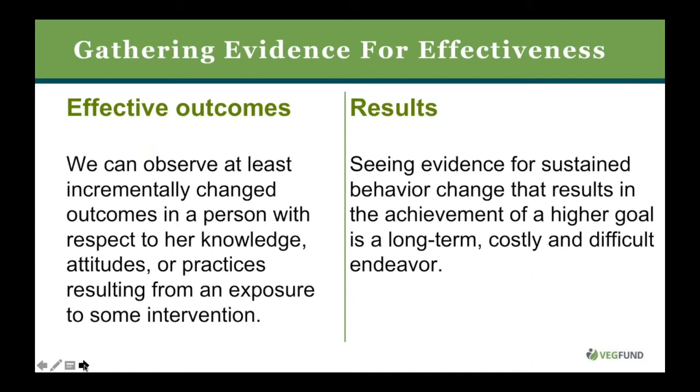When we think about effective outcomes, I think we can observe at least some incrementally changed outcomes in a person with respect to her or his knowledge, attitudes, and practices, resulting from even a simple exposure, right? Just like a quick intervention on food sampling. We're going to have to do a little work, but I think we can do it, compared to full-blown results. Not that we don't want full-blown results of people stopping eating animals, but seeing causality for that, evidence of sustained behavior change that results in this big result, is long-term, costly, and a very difficult endeavor.